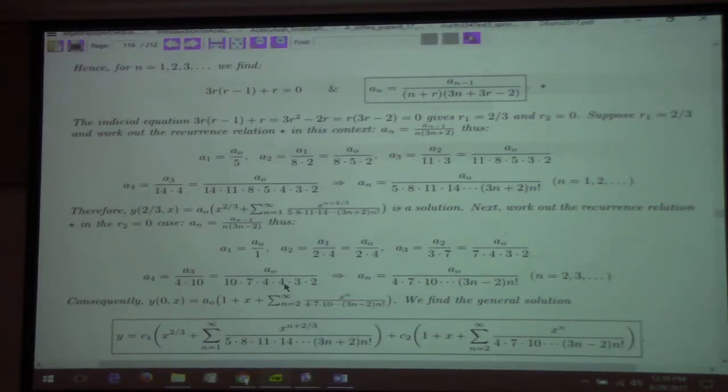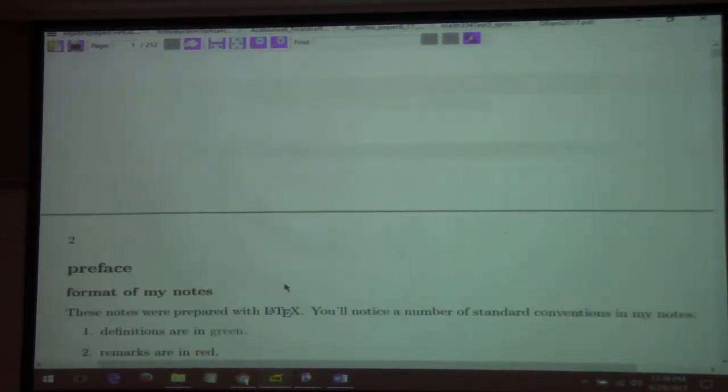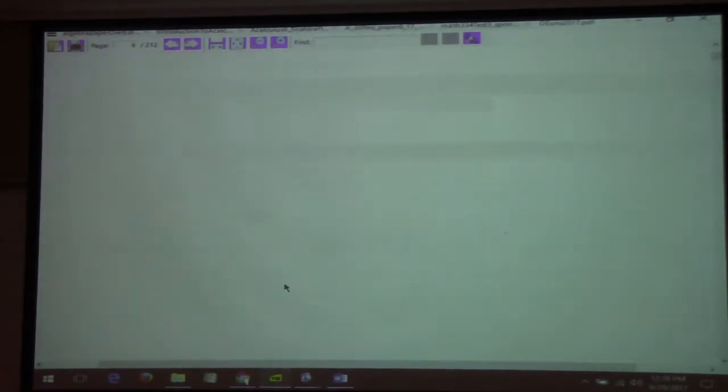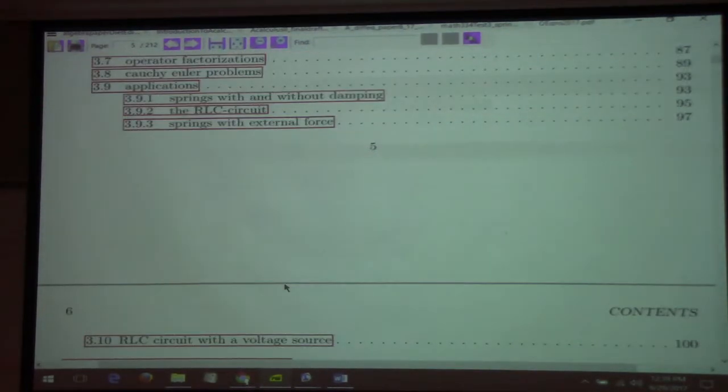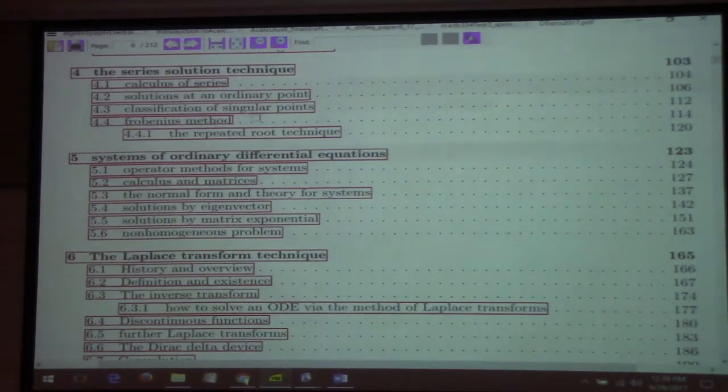We propose the solution has the form. Oh, I must have hit home instead of page up. Oh, that hurt me. Fortunately. Haha.